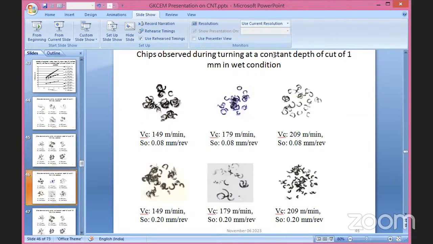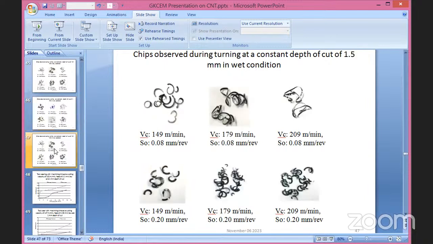Whenever wet condition is used with 1 millimeter depth of cut, we find that in most cases the chips are all broken. Although wet condition means it should be lubricated, here the chips are becoming all broken. There are no continuous chips getting formed here.